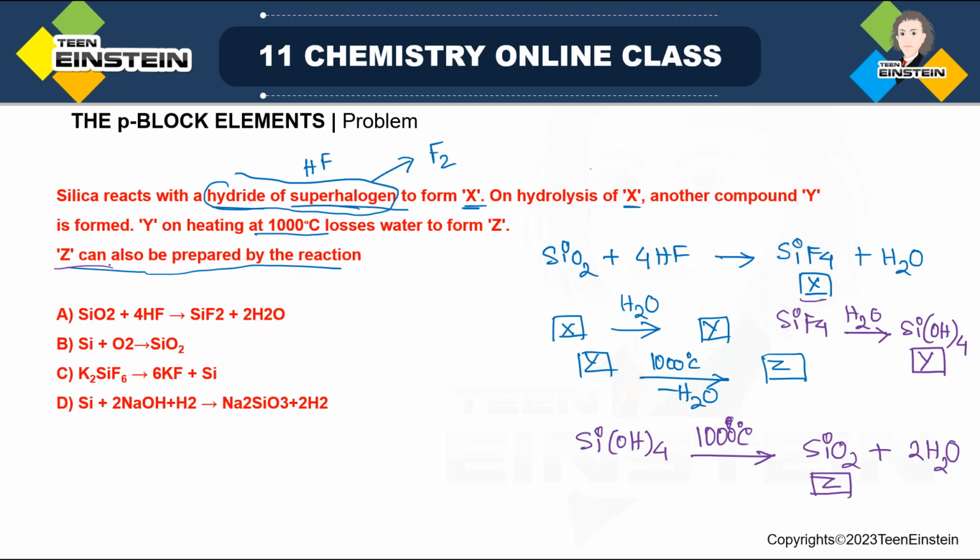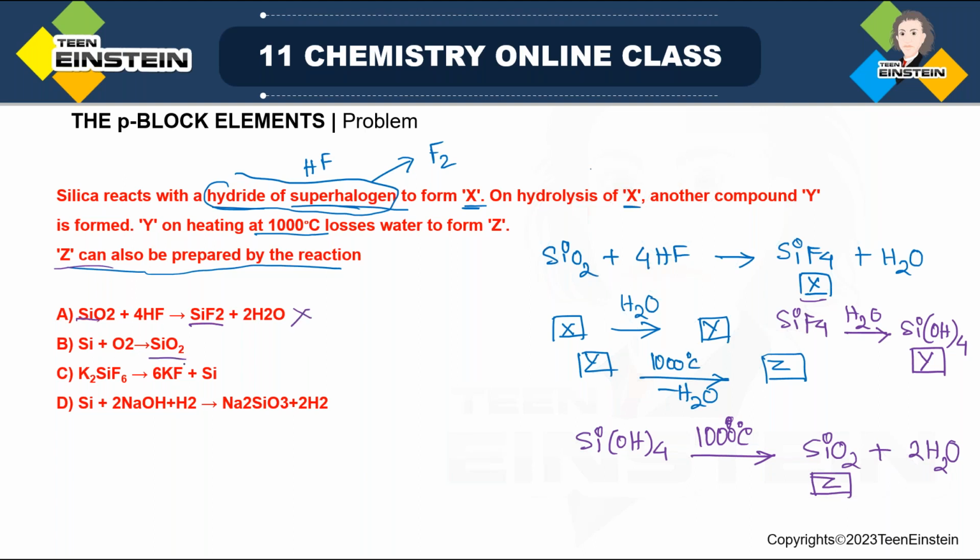So SiO2 must be on the right hand side of the equation. The first equation that is given is SiO2 reacting with HF, as if we are producing SiF2, but that is not what we are making. Z is SiO2, so SiO2 cannot be on the left hand side, right? So this is not correct.